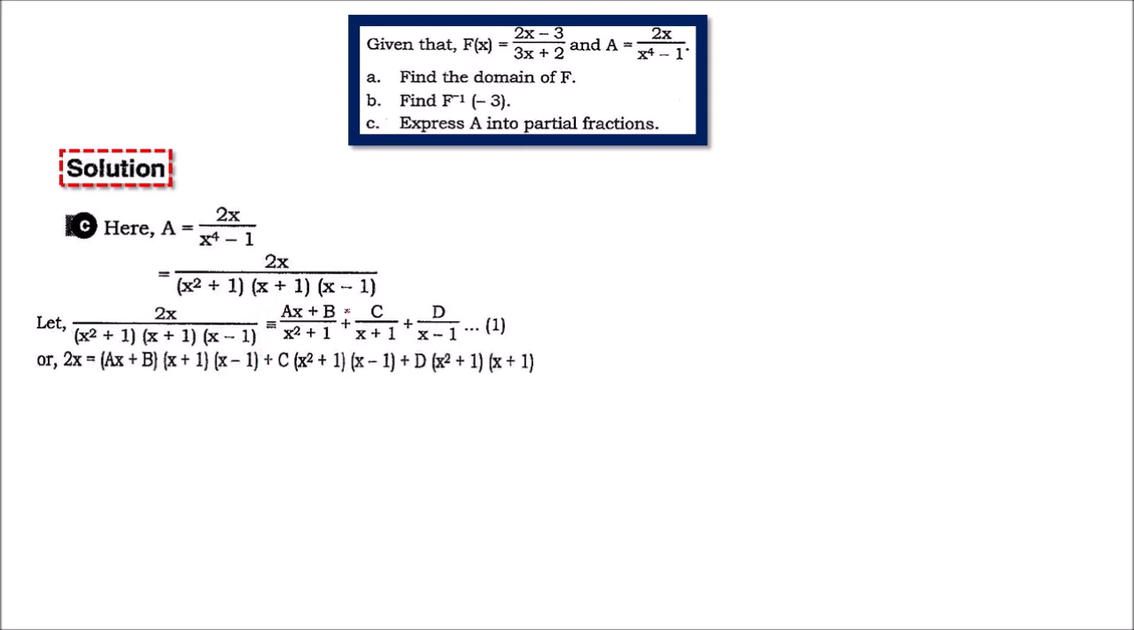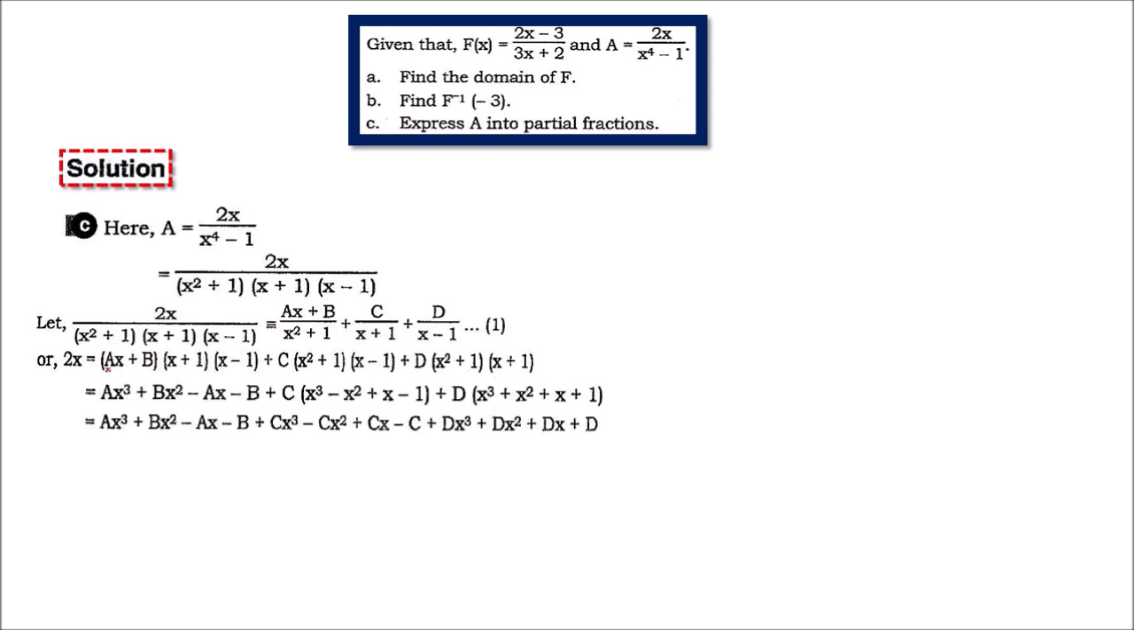So now I just cross multiply on both sides with the denominator, so the denominator will be totally empty. So 2x will remain, and here x square plus 1 will be removed, so (x plus 1) into (x minus 1) will be there with the numerator. Similarly, x plus 1 will be removed, so the rest will be multiplied with c, and similarly d with (x square plus 1) into (x plus 1). After that I just multiplied the whole thing.